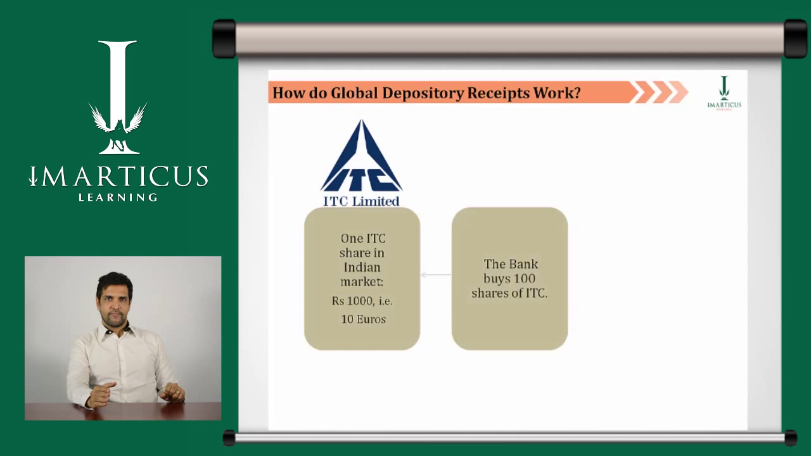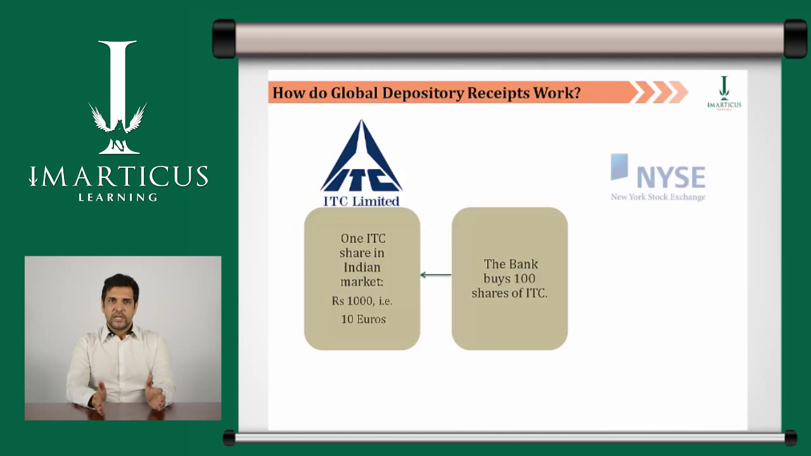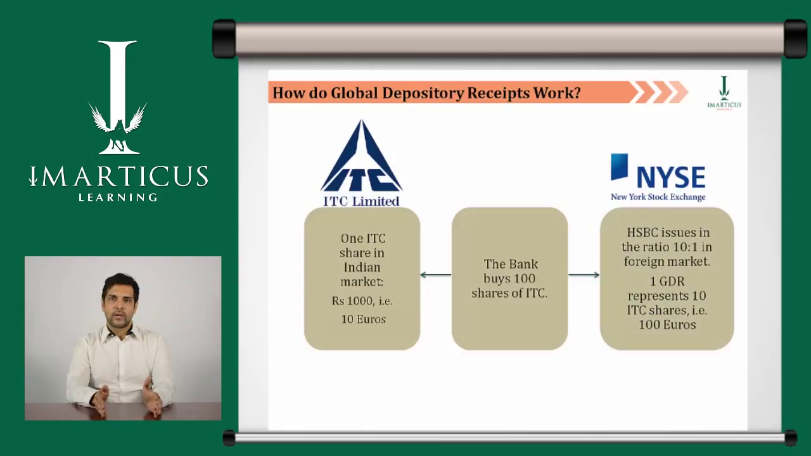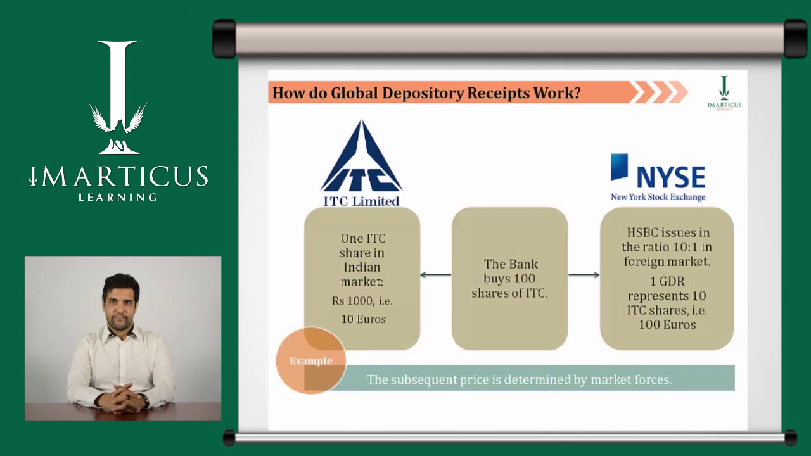Let's say one ITC share in the Indian market trades at around 1000 rupees, which comes to around 10 euros. The bank buys 100 shares of ITC and issues in the ratio 10:1 in the foreign market, which comes to 1 GDR representing 10 ITC shares, that is 100 euros. Now the subsequent price is determined by market forces as it does for other securities.